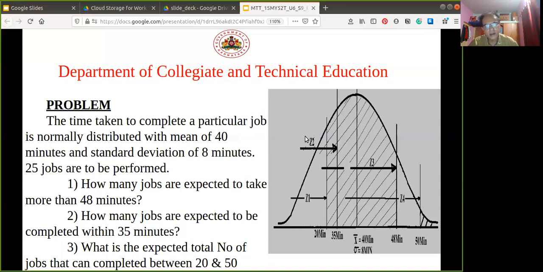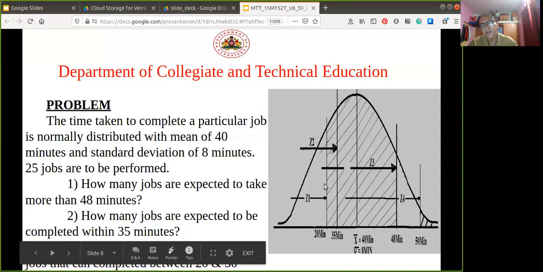Then the third one: what is the expected total number of jobs that can be completed between 20 and 50 minutes. See here, I have drawn a 20-minute line and called it Z1, and the 50-minute line I have called Z4. So Z1 is 20 minutes, Z2 is 35 minutes, Z3 is 48 minutes, Z4 is 50 minutes.